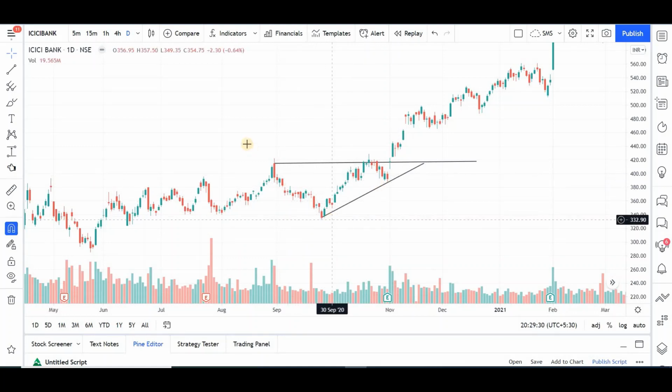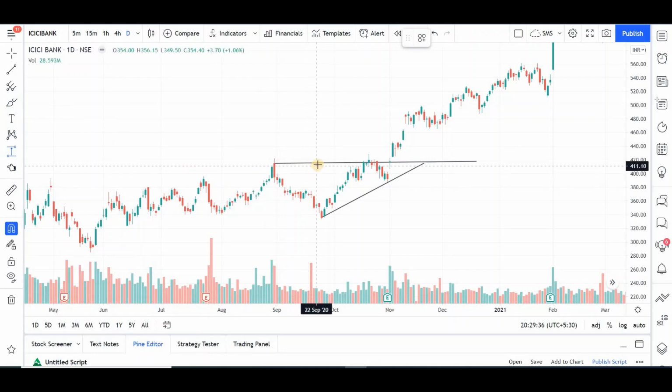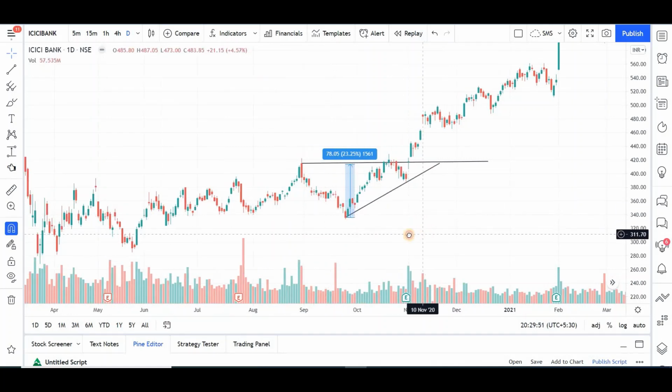So now, what should be my target? What should be my entry? How should I take the trade? As soon as you spot some kind of activity like this, this is the range that I'm looking at. The first time when you spotted this is my range.